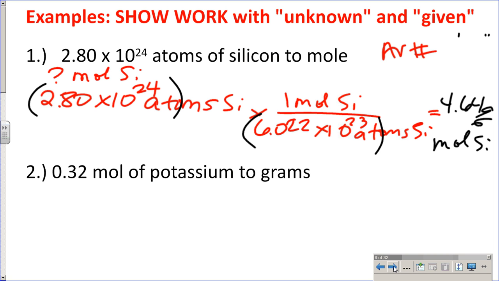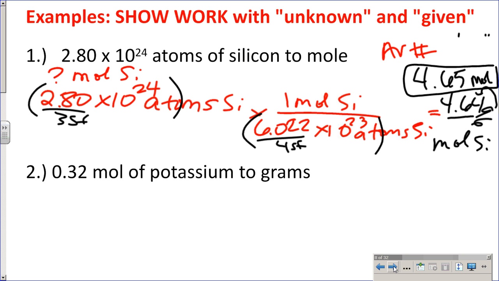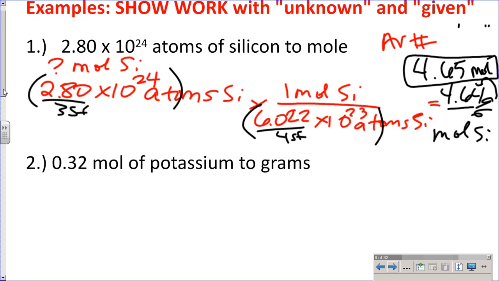Sig figs. What's my lowest number of sig figs? Anybody? This one's 3 sig figs. This one's 4 sig figs. So that's 3 sig figs. So this should be rounded to 4.65. It's 4.6496, so you need the first 3, so 4.64. The 9 rounds that 4 up to 5. So 4.65 moles of silicon is our final answer. And that makes sense. I mean, 10 to the 24th divided by 10 to the 23rd, they essentially cancel each other out. So you shouldn't have a humongous or a really, really small number afterwards.